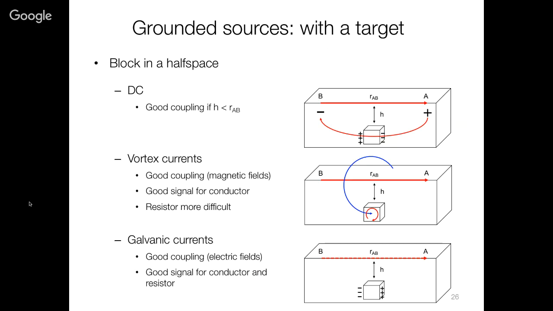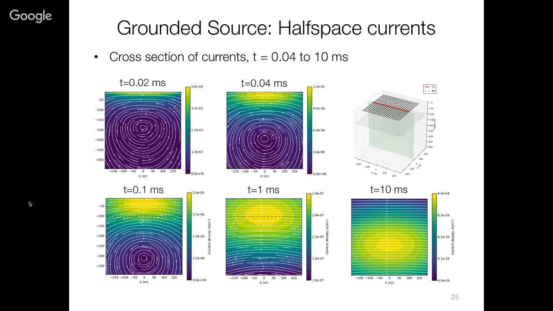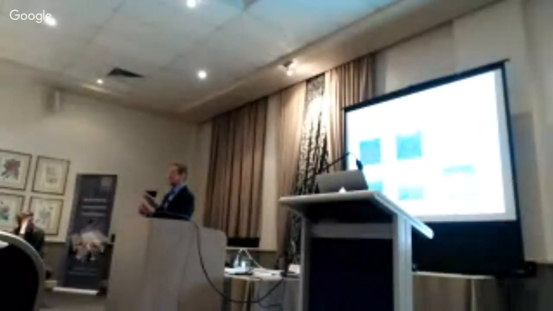Suppose I had a target. Okay, so now just a cube. Here's my line, and I got this target here. So initially I have a current that's going from here through the target. So I've got the DC resistivity, and now I turn it off.